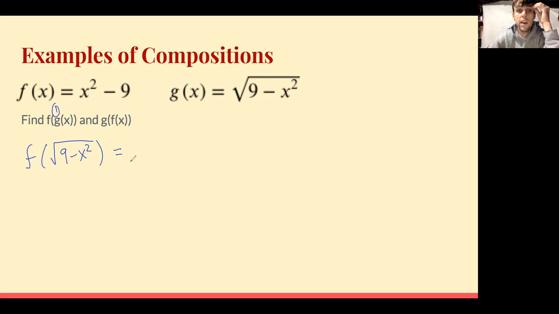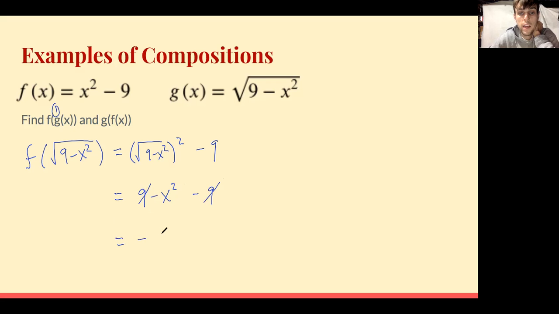All right, f of x is x squared minus 9, and what we're putting in there is square root of 9 minus x squared. Well, lucky for us, the squaring and the square root cancels out really nicely, so we end up with just 9 minus x squared minus 9. The 9's actually cancel out, 9 minus 9 being 0, so we end up with just negative x squared. So this simplifies a lot for our first one.